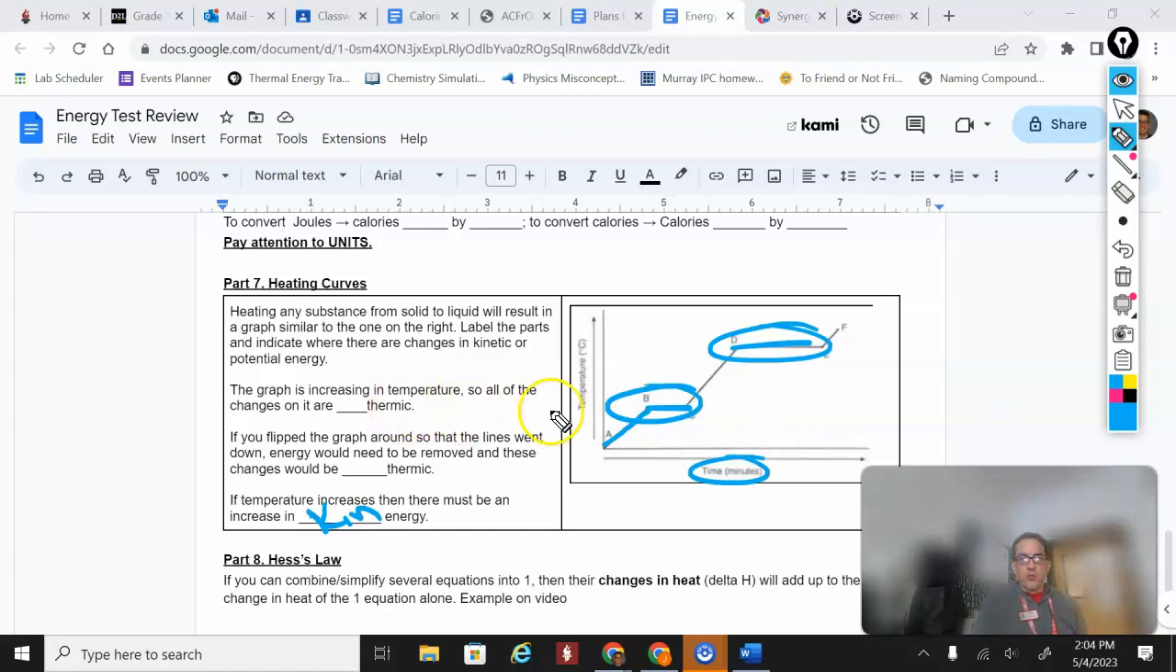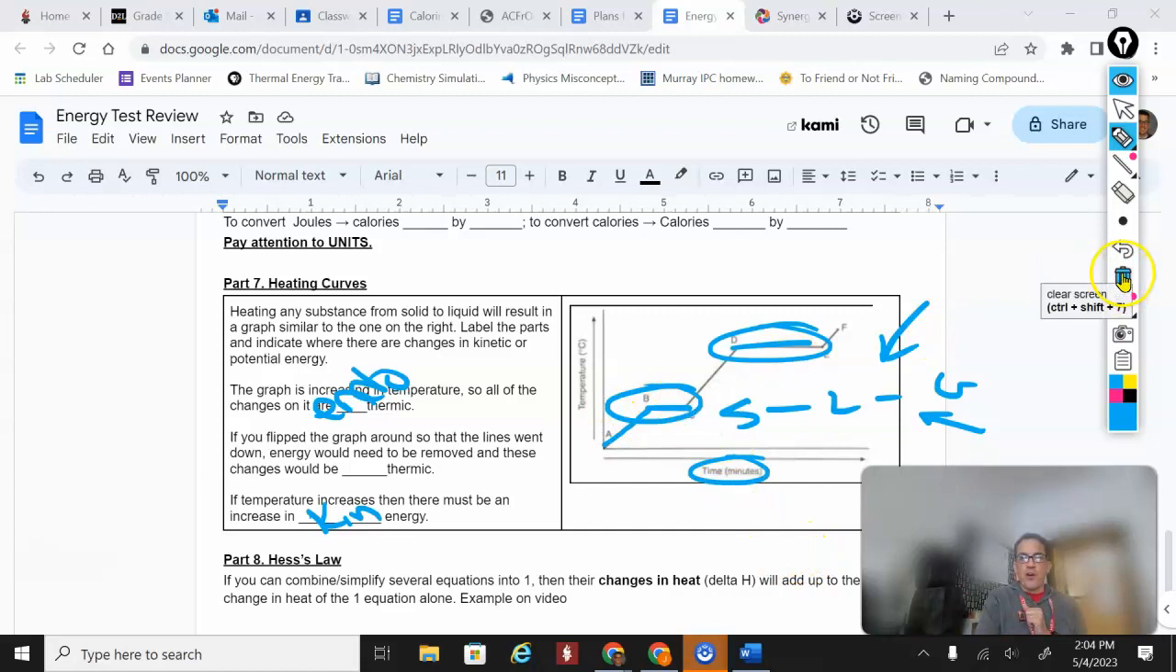Right? So the way that this graph is, in order to go from solid to liquid to gas, it needs more energy. So we have to input energy into it. So the way that this graph looks, we've got energy going into it, so it ends up being endothermic.